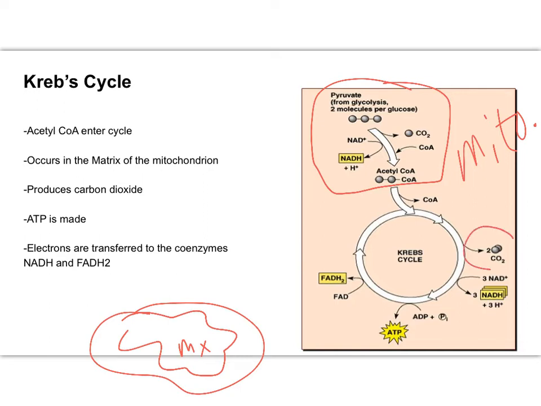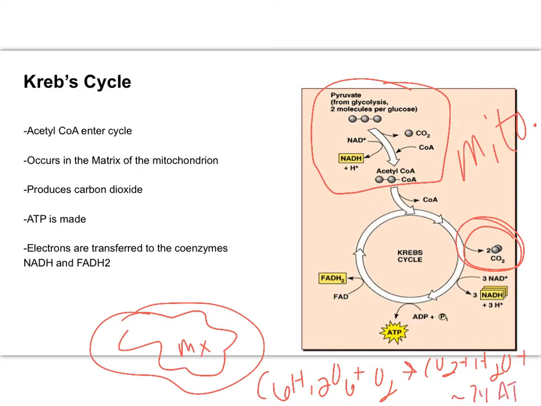As the Krebs cycle turns, CO2 is released. If we remember our big picture of respiration, it was glucose plus oxygen will give us CO2 plus water plus about 34 ATP. So here's where that CO2 is coming from as this Krebs cycle is turning.